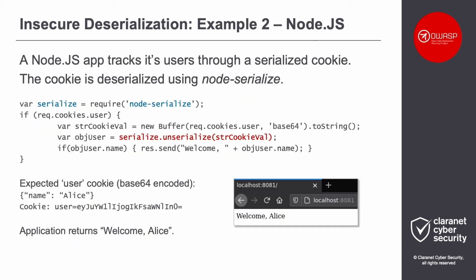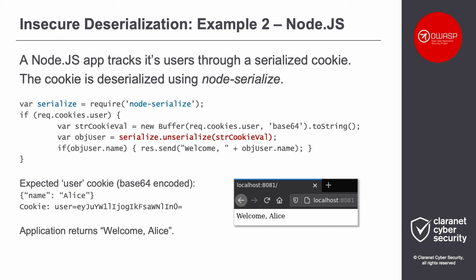In this second example, we'll take a look at a Node.js application, which again tracks its users through a serialized cookie, but is vulnerable to a vulnerability known as CVE-2017-5941. The cookie is deserialized using the node-serialize package of Node.js. All that the example application is going to do is find a user cookie. It will decode it from base64, and whatever the decoded cookie is, we'll try to unserialize that. And if there is a name parameter of the object returned, it will return welcome and whoever the user is. So it's expecting something like a base64 encoded version of name: Alice, and if it receives that, then it will simply return welcome Alice.